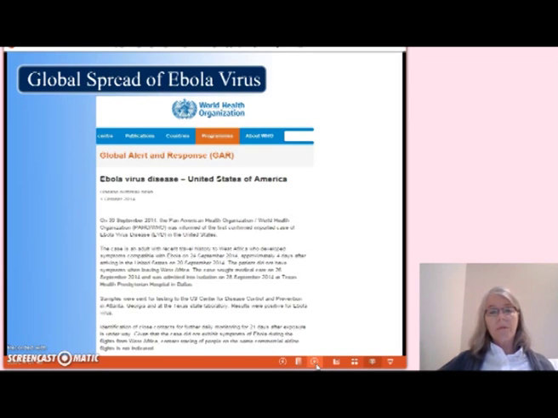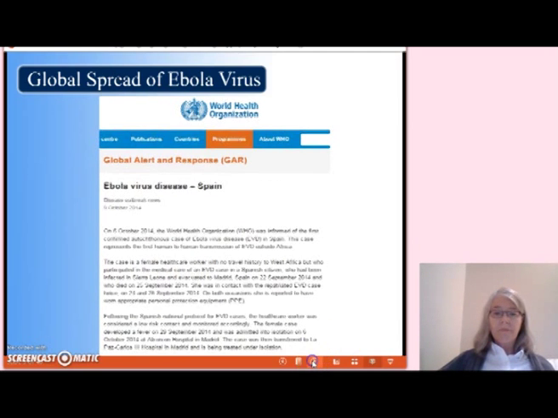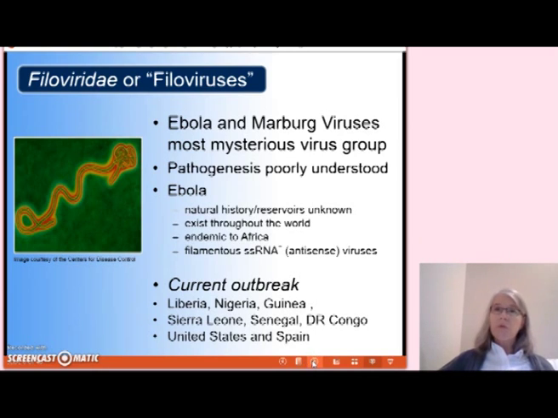And so here's a World Health Organization report, and it indicates that this was in September 2014. Here we have a report from the World Health Organization for the Ebola case in Spain. So again, these were international travelers who came from West Africa.